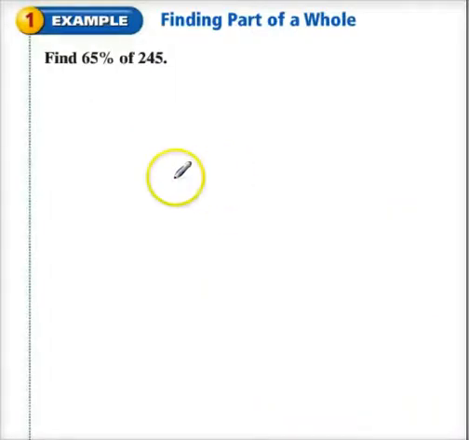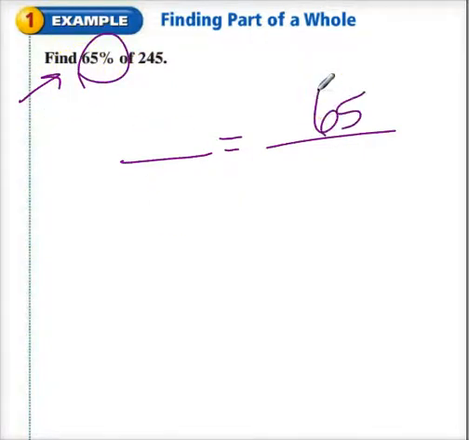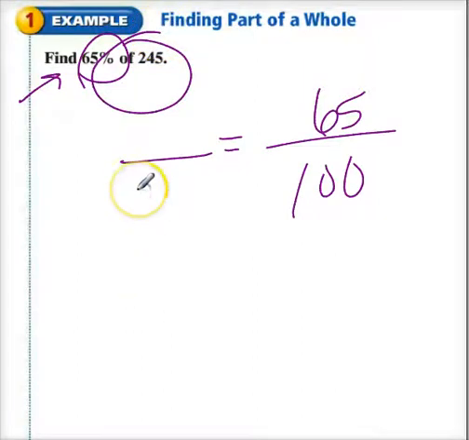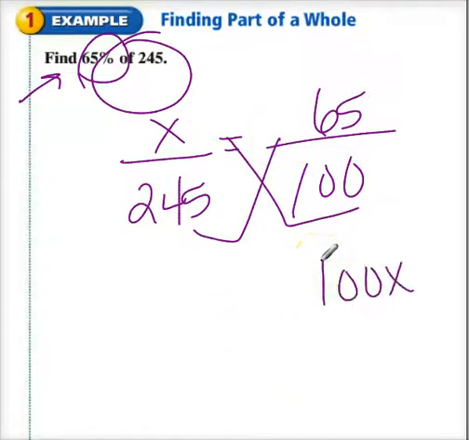Find 65% of 245. You want to think of your percent proportion and then look and see if you know where to fill in the numbers. Well, 65% goes over 100. Of 245, of is always on bottom. So we're obviously looking for our is. Cross multiply, 100x equals 245 times 65, 15925.